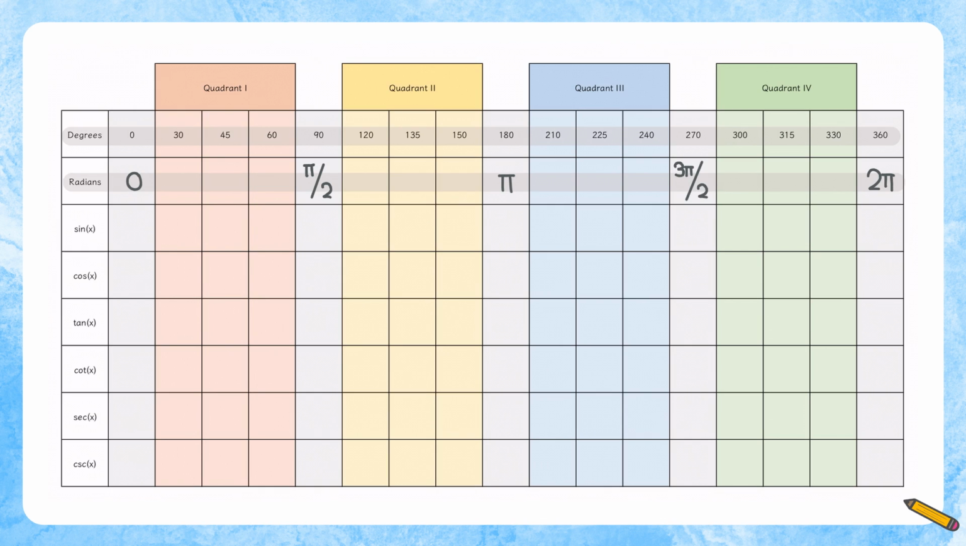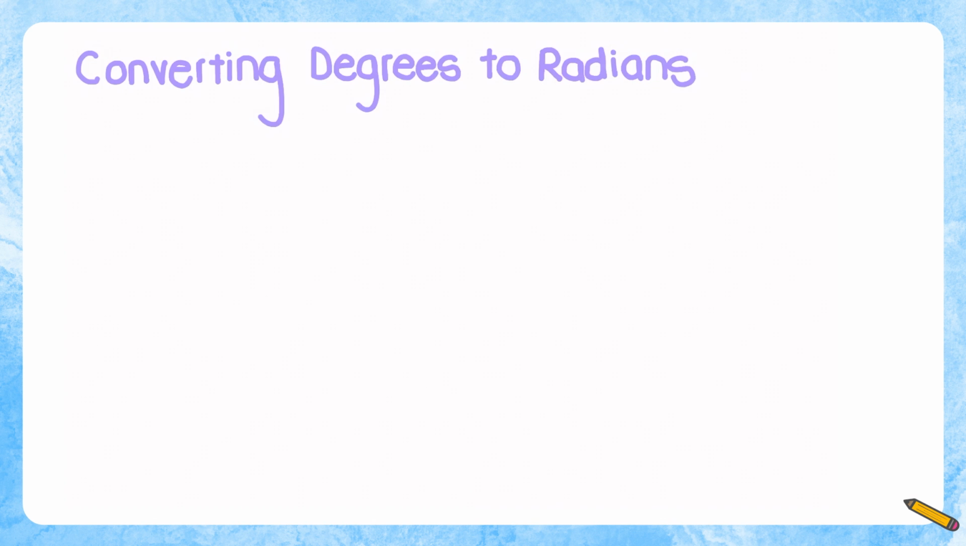So we've converted the quadrantal angles from degrees to radians, but what about all the other angles in between? Let's look at a few of these angles together. Let's start off with 30 degrees. So we're going to convert 30 degrees into radians. What we're going to do is start off with 30 degrees, and we have our conversion factor. So we want to end up with radians, and we're starting with degrees. And we know that 1 pi radian equals 180 degrees.